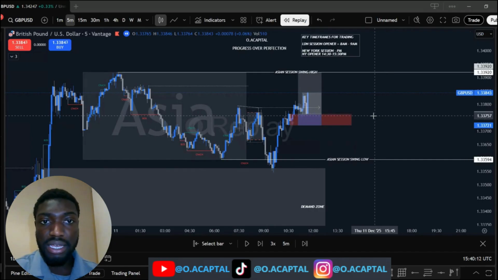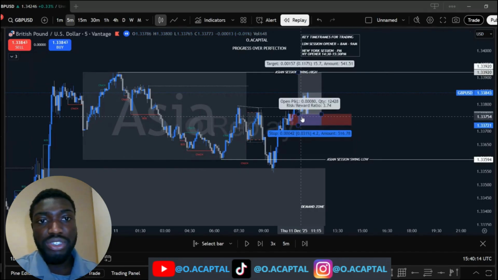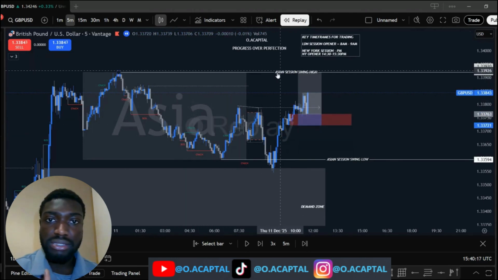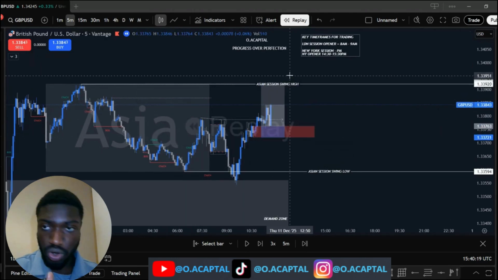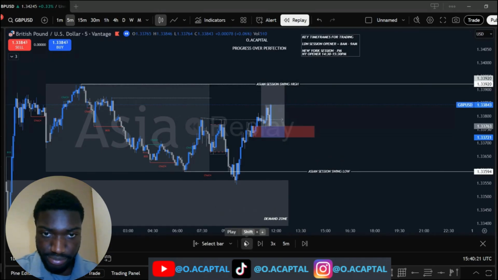As we can see here, I would probably just move my entry to break even at that point, and then just wait for that ride to go and hit our TP. And let's see what price did.